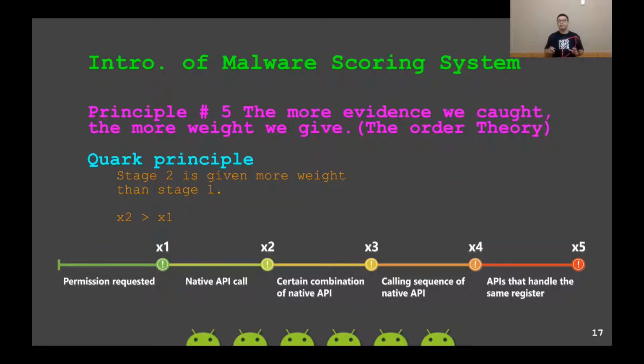So now, let's look at principle number 5. The more evidence we caught, the more penalty weight we give. So we give stage 2 more weight than stage 1. And stage 3 more weight than stage 2, etc.